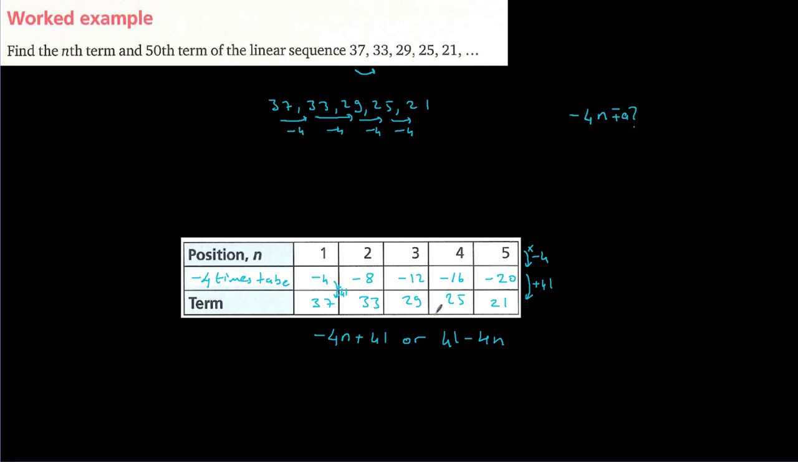Okay, the 50th term of this sequence: 50th term means n is equal to 50.